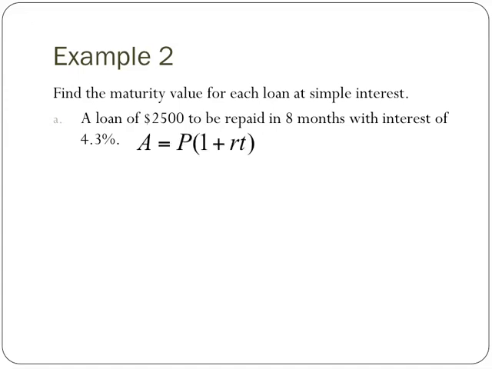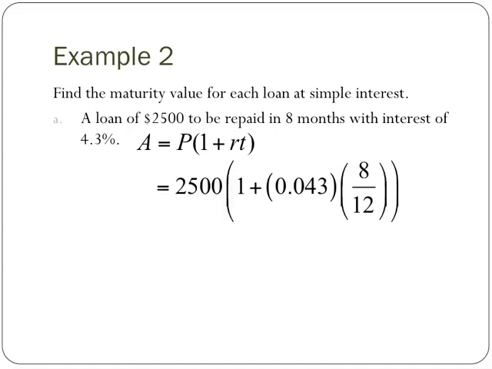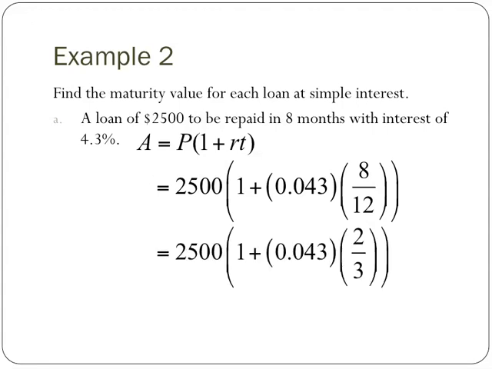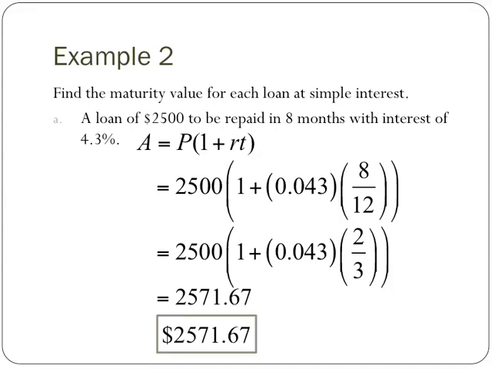So P is equal to 2,500. The rate is 4.3%, so that's 0.043. And then the amount of time, don't forget to change that into years, so this is 8 months, which is 8/12 of a year. All right, so simplifying some things here and then multiplying things together, we end up with 2,571.67. So the total amount that is owed after 8 months with this interest rate is $2,571.67.